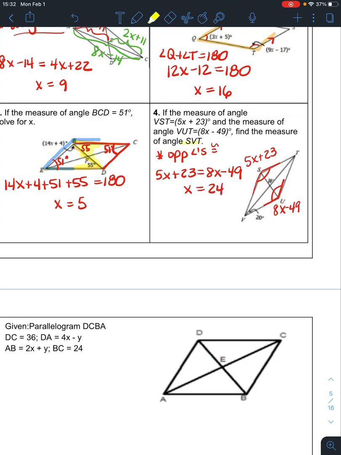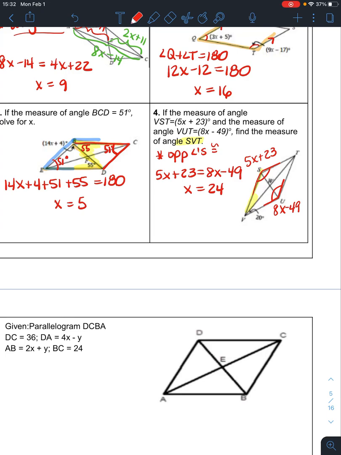Now, the question that I asked, though, was for how big is SVT. So SVT is this little angle right here. And I know that your inclination is going to be that it's 20 degrees, that's been bisected. And that is not the case. It has to have more properties for that to happen. So in a parallelogram, the angles are not bisected. The diagonals are bisected, but not the angles.